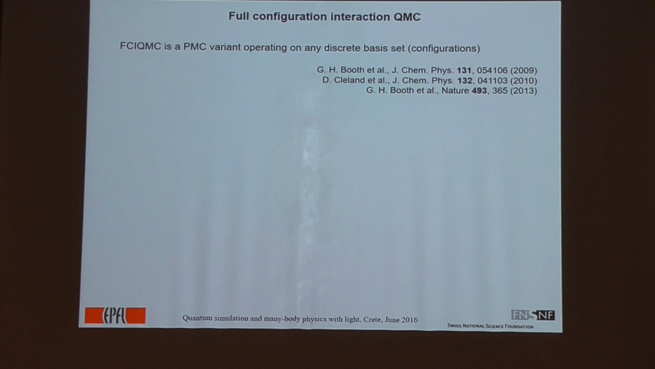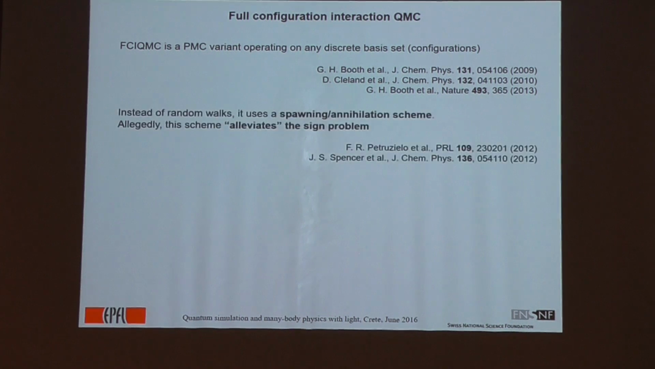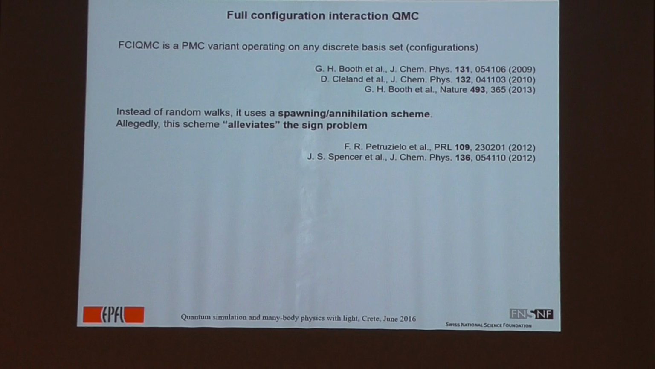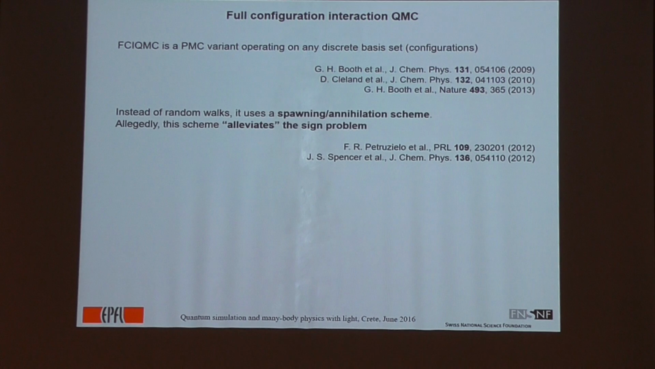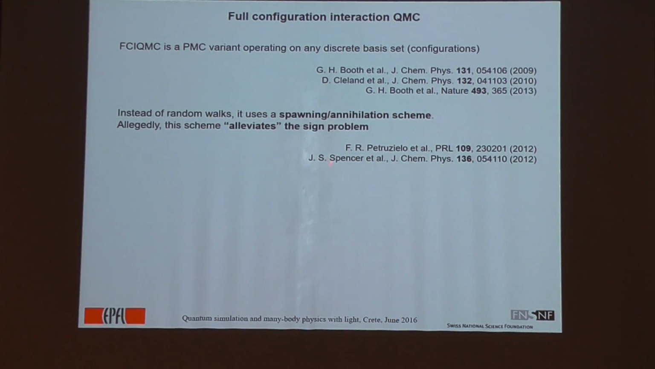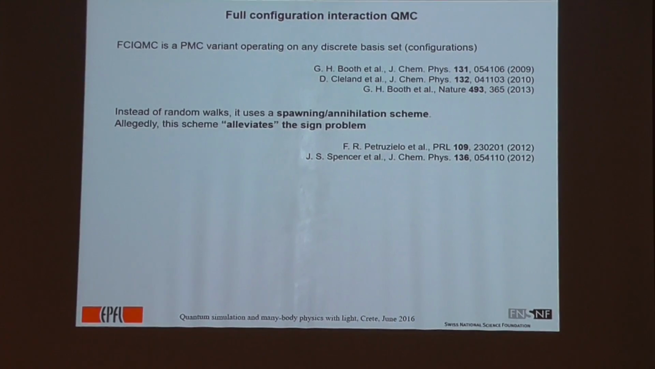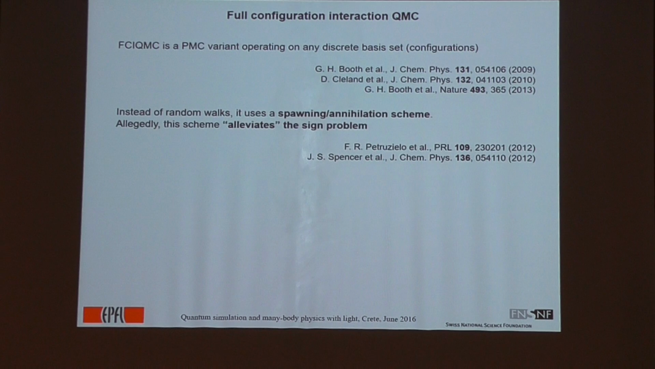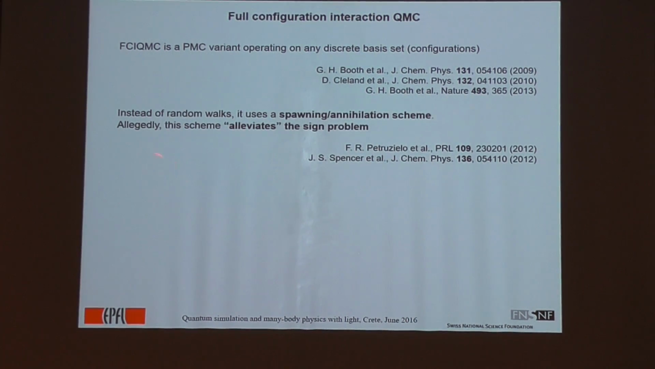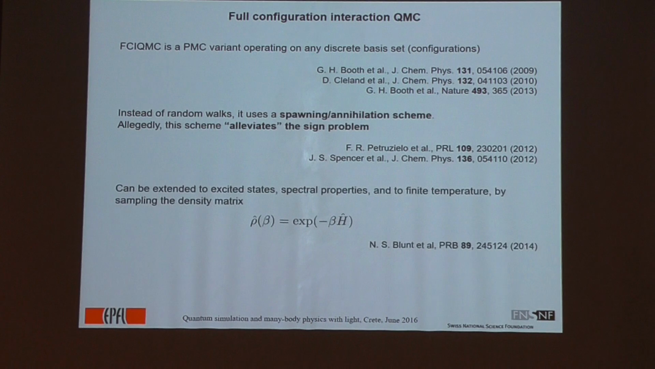This method is very interesting because, first of all, it has a different strategy. There are no random walks. The random walks are replaced by a spawning annihilation scheme that I will explain in a moment. And allegedly, this scheme doesn't solve, of course, but alleviates significantly the sign problem. I say allegedly because if you object to this, I will not lead a fight now to defend this statement. But empirically, it is what you see, and even famous Monte Carlo physicists agree with this statement. You can have a look at the papers.